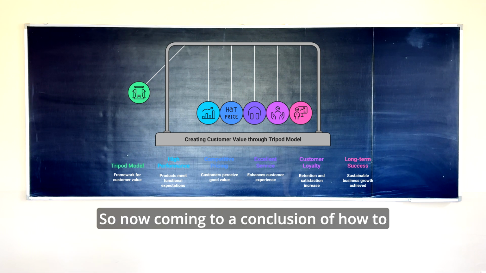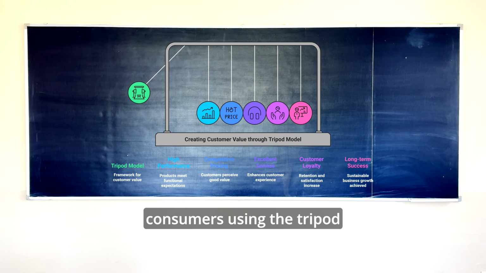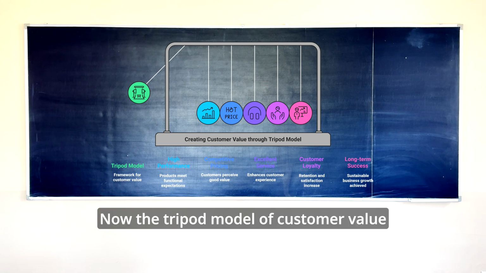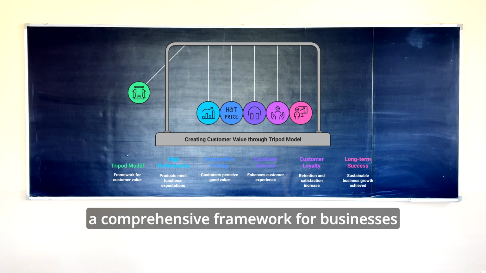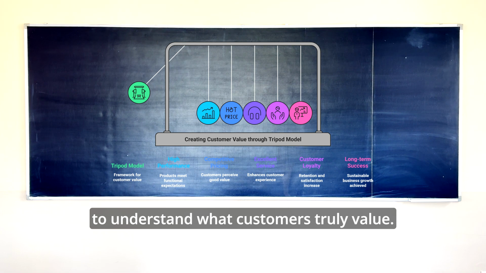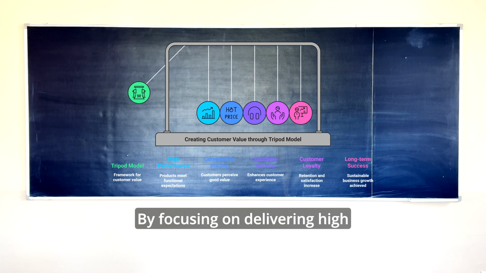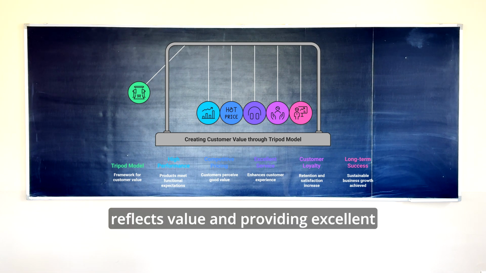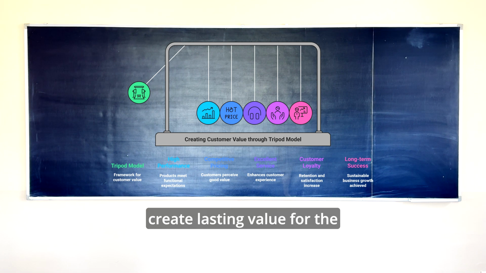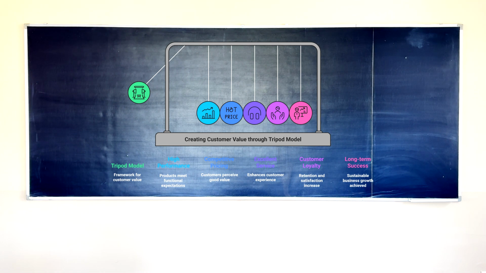So, now coming to a conclusion of how to create value for the end consumers using the tripod model of customer value. The tripod model of customer value, that is performance, price, and service, serves as a comprehensive framework for businesses to understand what customers truly value. By focusing on delivering high performance products, offering competitive pricing that reflects value, and providing excellent service, businesses can create lasting value for their customers.